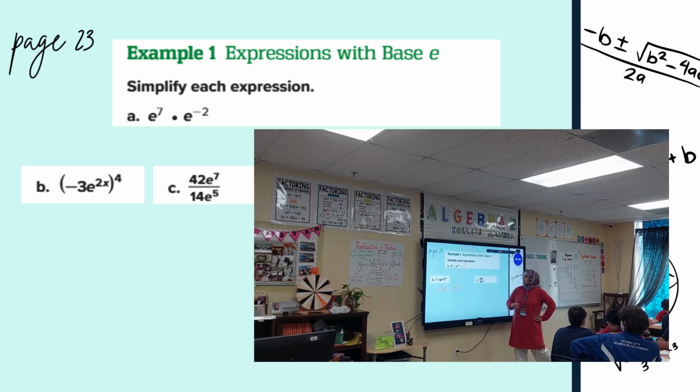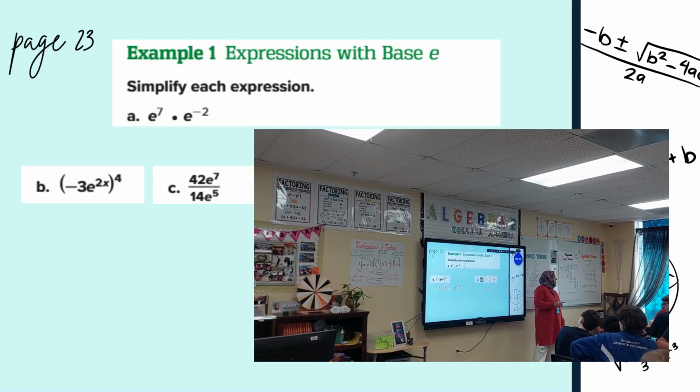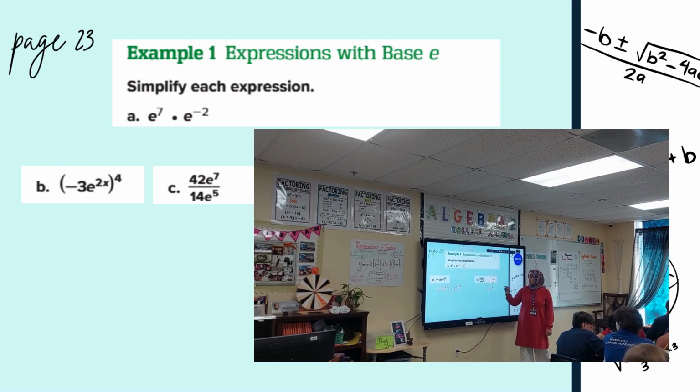What about this division? First, divide the numbers, and then next, e to the 7 divided by e to the 5th. 42 divided by 14 is 3, perfect. And then if we divide the same bases, 7 minus what? 5. 7 minus what? Okay, 7 minus 5, which is 2. That's it. 3 e squared.